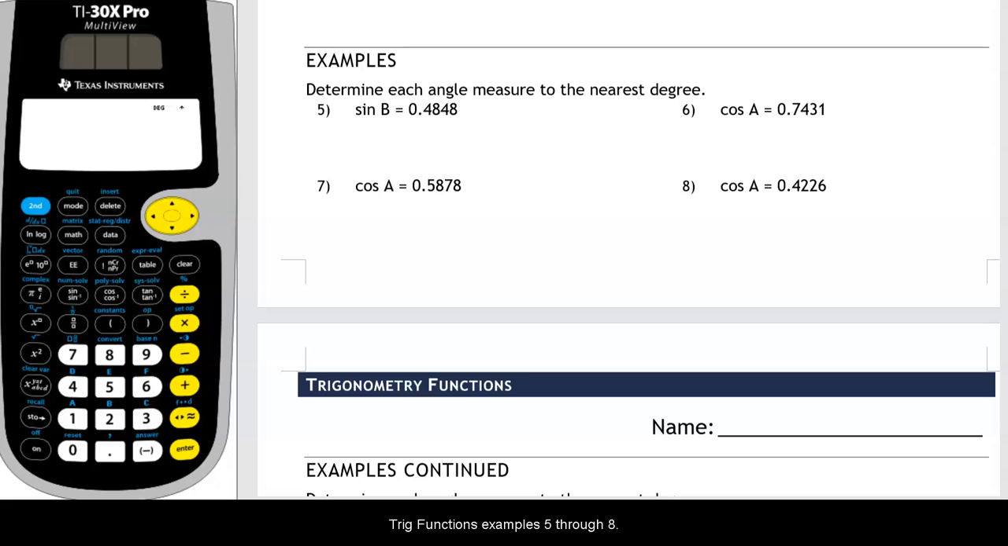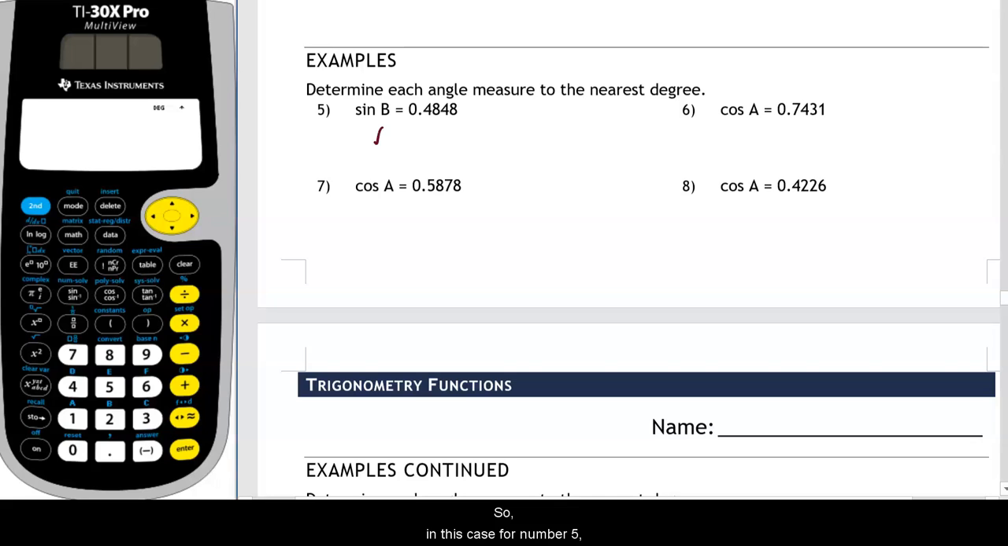Trig functions, examples 5 through 8. For 5 through 8, we're going to be using the inverse of our trig functions to determine the angle measure to the nearest degree. What that would look like is basically we're trying to move the sine function to the opposite side of our equation.